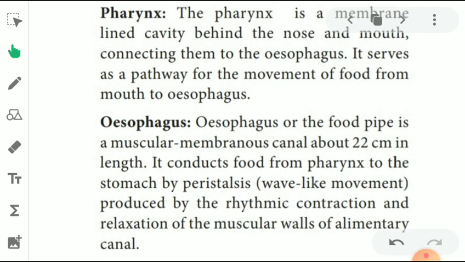Peristalsis means wave-like, step-by-step movement. The food is moved by the rhythmic contraction and relaxation of the muscular wall of the alimentary canal. The food is moved from the mouth to the stomach through the esophagus by this wave-like movement, that is peristalsis.